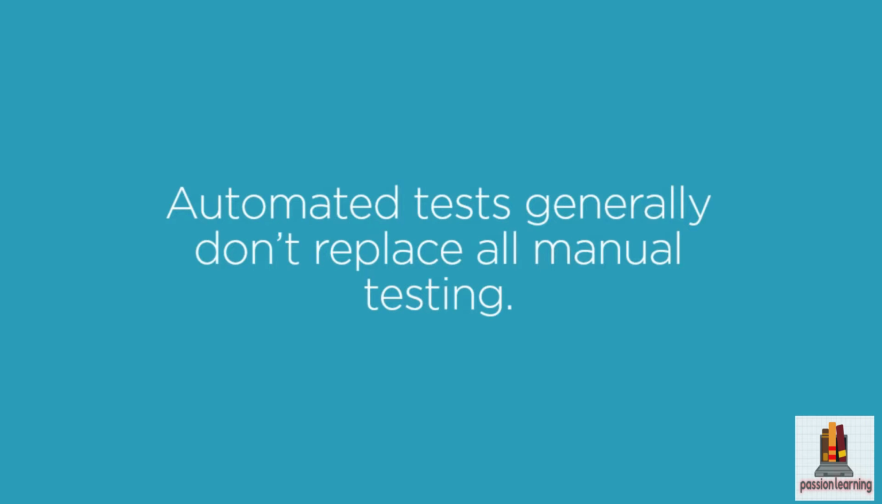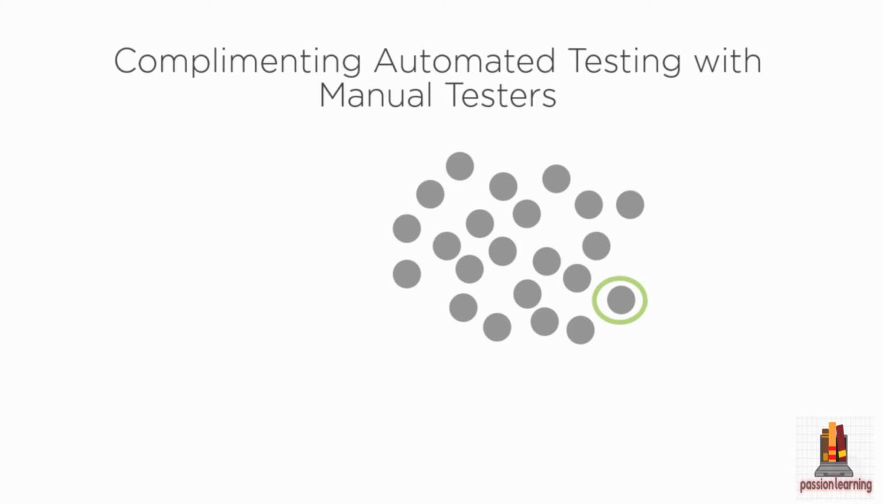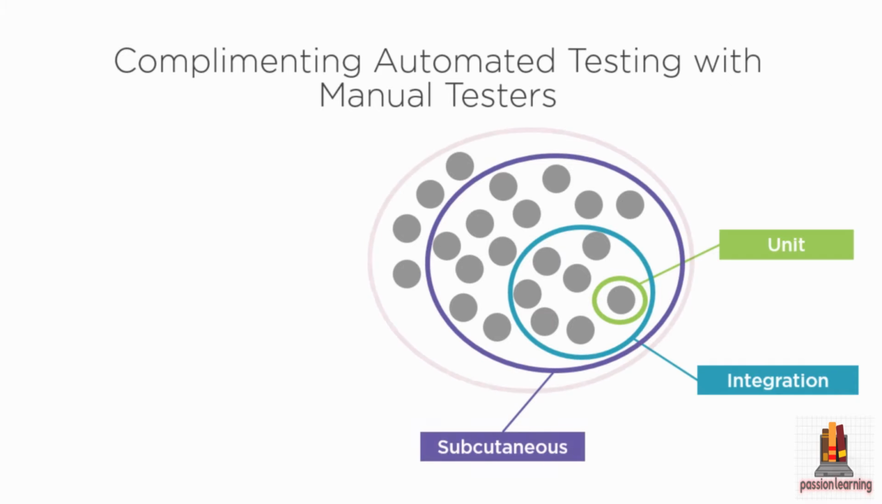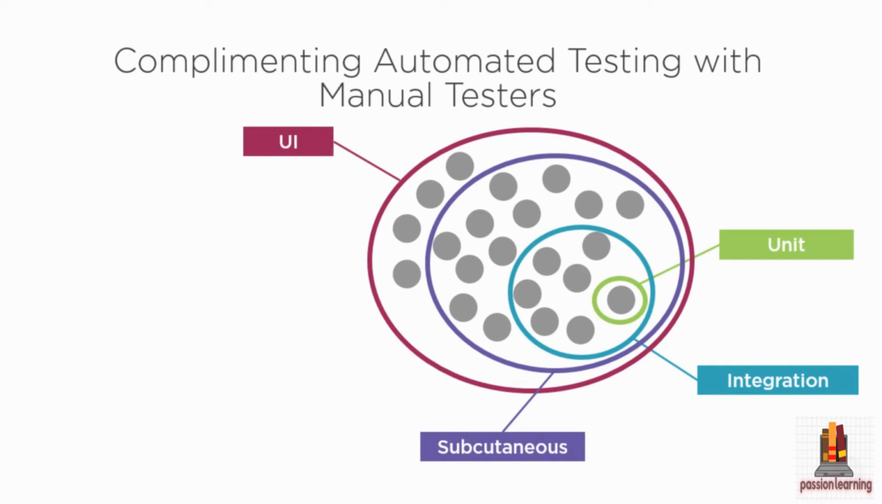So the first thing to realize here is that automated tests generally don't replace all manual testing. There's a whole class of defects that manual testing might uncover that our automated tests didn't. So in this course, we've learned that we can create unit tests, integration tests, subcutaneous tests, and also functional user interface tests. To complement these automated tests, we can have our QA specialists perform manual testing.